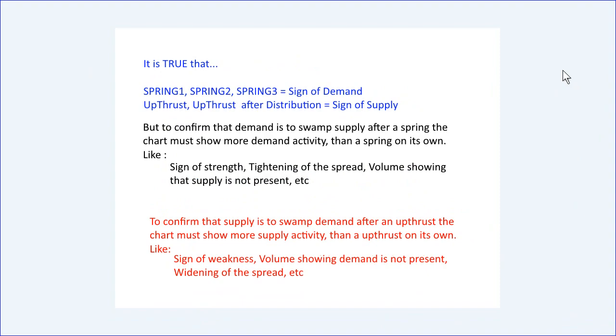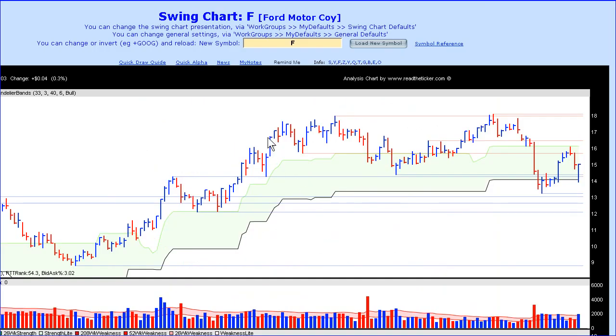Let's have a look at a couple of examples. Here we have the Ford weekly chart. The blue bars are when the close is higher, the red bars are when the close is lower, and the horizontal lines are automatic support and resistance. The indicator you see is what I call a stepping band, to show that the price action is stepping up.